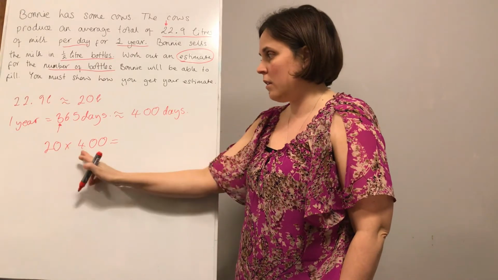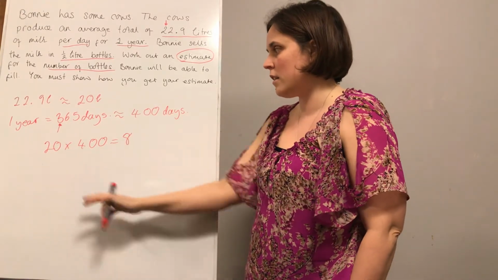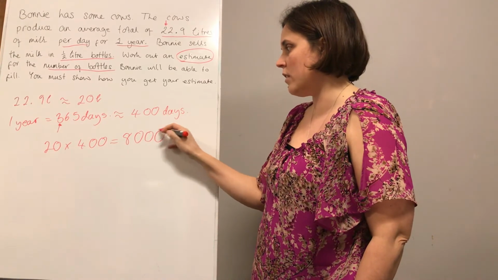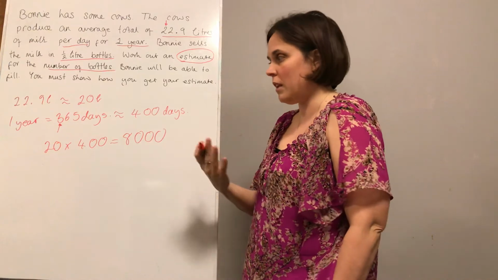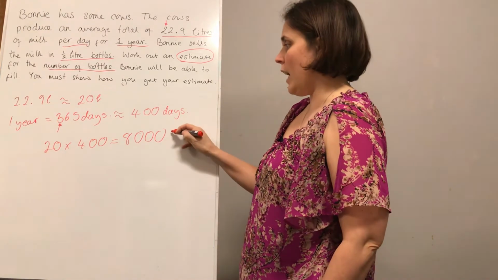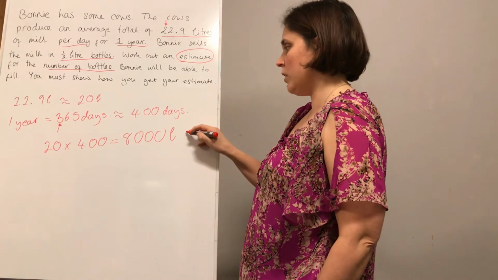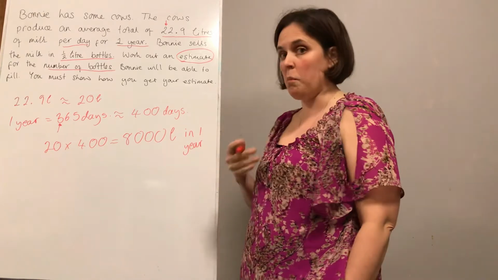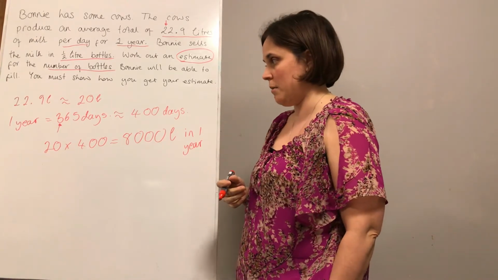So quite simply, 2 times 4 is 8, and then there are 3 zeros, so we put 3 zeros in our answer. Okay, and that's all you have to do in order to calculate that. So that means we've got 8,000 litres of milk in 1 year. Okay, approximately, obviously, because this is an estimate.